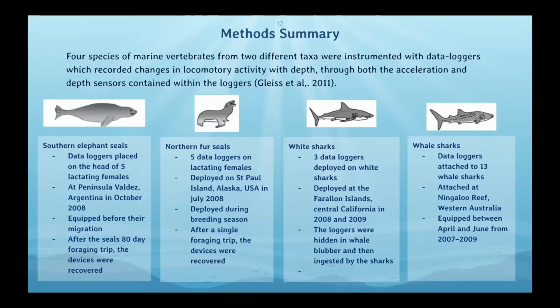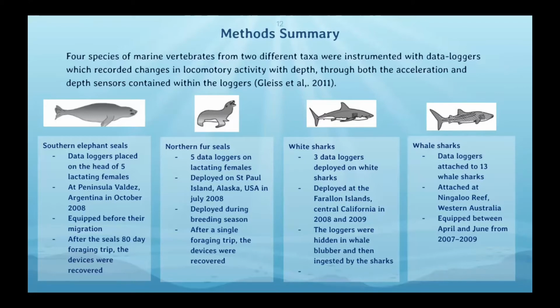To summarize the methods, 4 species of marine vertebrates from 2 different taxa were instrumented with data loggers, which recorded changes in locomotory activity with depth through both the acceleration and depth sensors. In southern elephant seals, data loggers were placed in the head of 5 lactating females in October in 2008 in Argentina. For northern fur seals, 5 data loggers were placed on lactating females in Alaska in July of 2008.